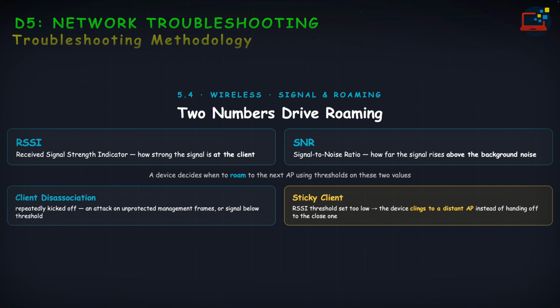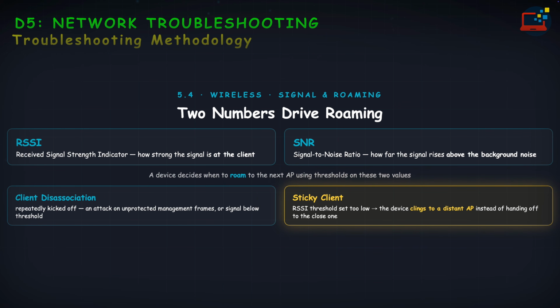2 numbers describe how usable a wireless signal actually is. The Received Signal Strength Indicator, RSSI, measures how strong the signal is at the client, and the signal-to-noise ratio, the SNR, measures how far that signal rises above the background noise. A device decides when to roam from one access point to the next using thresholds on those 2 values. Client disassociation is a device repeatedly kicked off the network, sometimes from an attack against the older unprotected management frames, sometimes from a signal that fell below those thresholds.